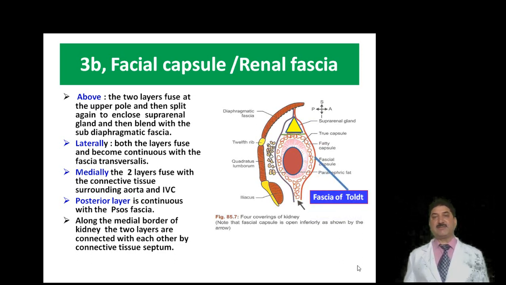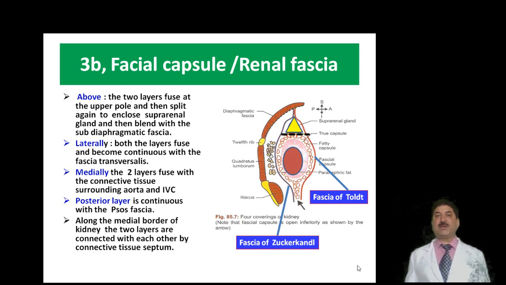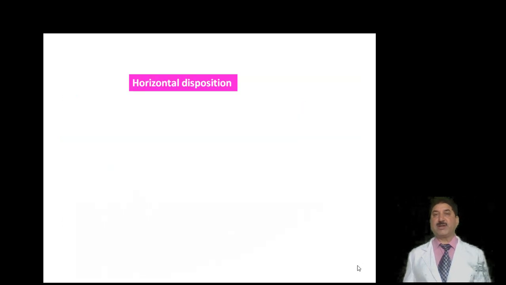So anteriorly lies the fascia of Toldt, posteriorly lies the fascia of Zuckerkandl, and superiorly the two layers fuse to enclose the kidney and then again split to enclose the suprarenal gland.